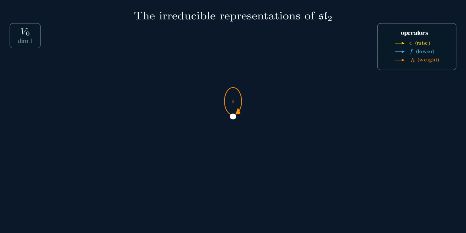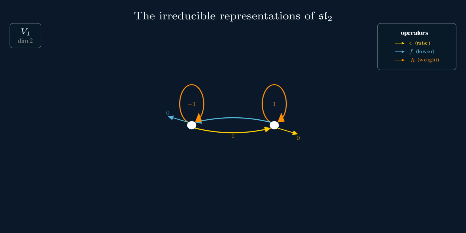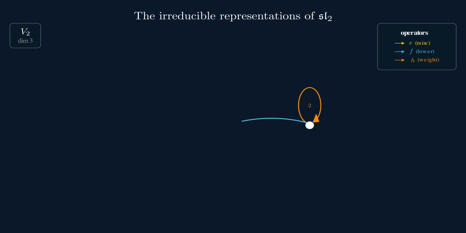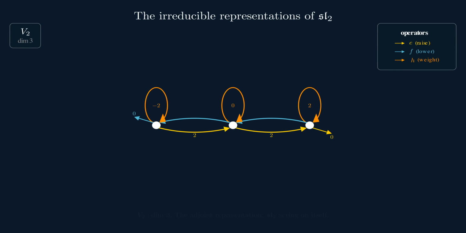So now let's look at a nice visualization of all of this in action. So we can start with the trivial representation and observe that this satisfies this picture. So h goes back to the original vector with the eigenvalue of 0, and then e and f turn the vector into 0 as well. And then we also already saw the standard representation, the two-dimensional representation, had this picture. And the adjoint representation also had this picture. So these two representations were what motivated us to look down this road in the first place.